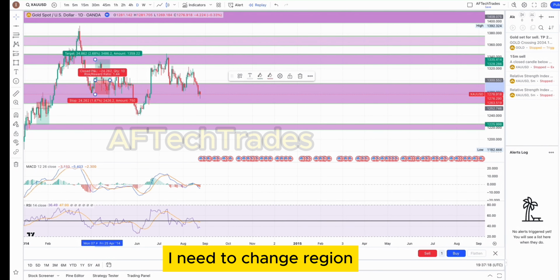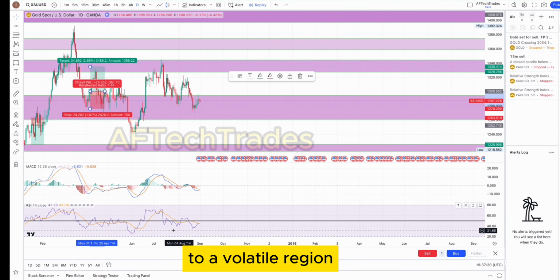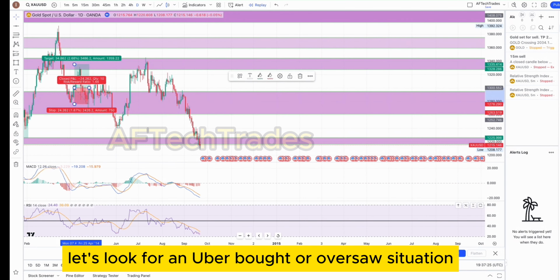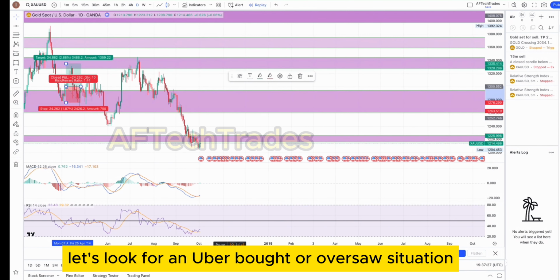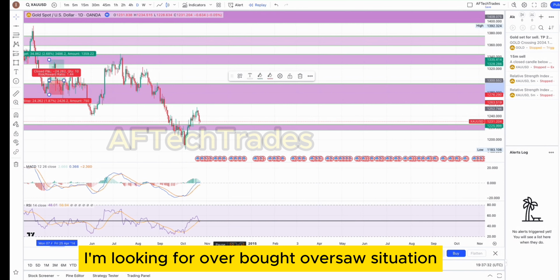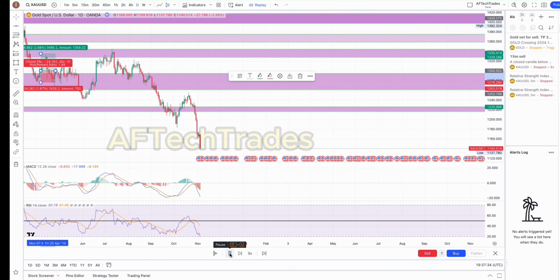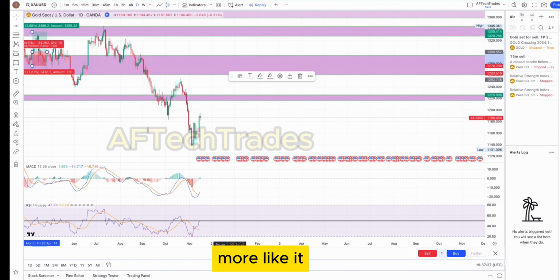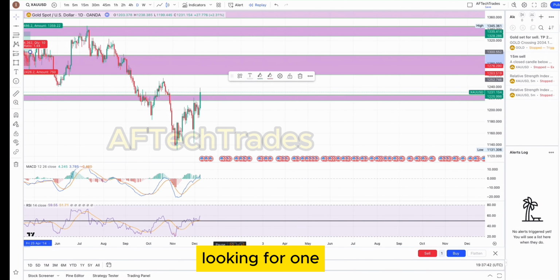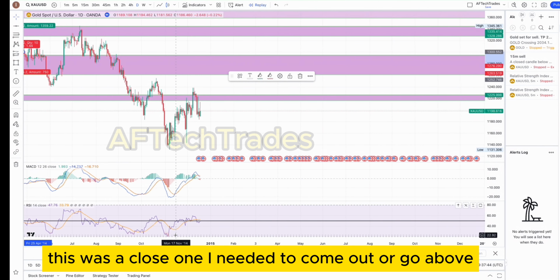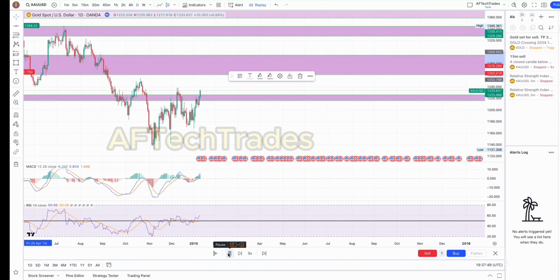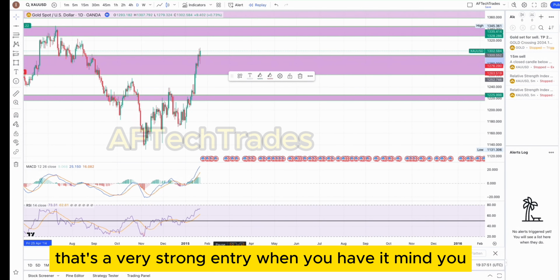I need to change region to a volatile region. Mind you, now, because we are using the RSI, let's look for an overbought or oversold situation with the RSI. I will ignore what is happening up there. I'm looking for an overbought or oversold situation. More like it. I'm looking for one. This was a close one. I need it to come out or go above. That's a very strong entry when you have it.